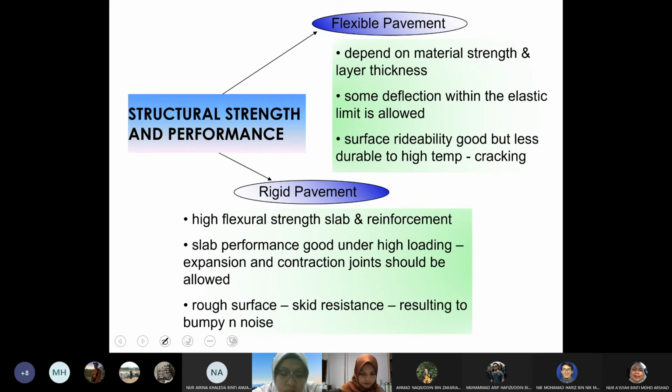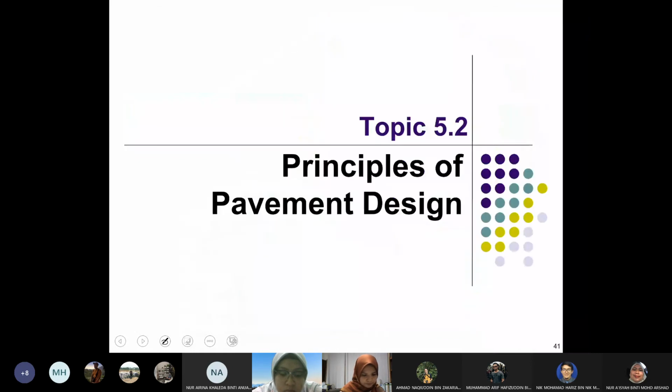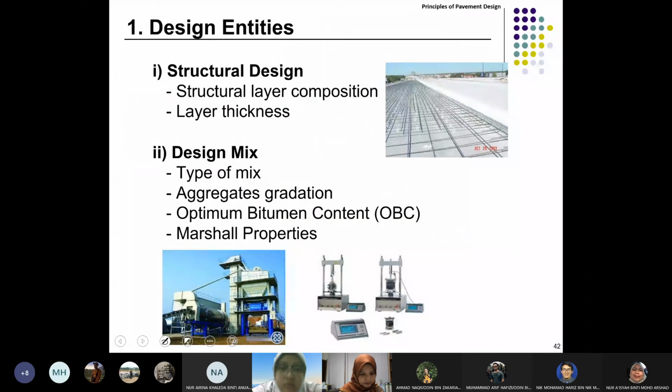Rideability for flexible pavement is good but less durable to high temperature and cracking. Bila panas, bila hujan dia senang untuk rosak. Tapi rigid dia susah nak rosak. Okay, this is a little bit, sikit je sebelum kita pergi pada 5.3 dalam video tu.